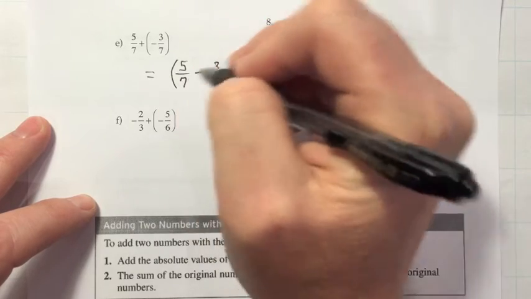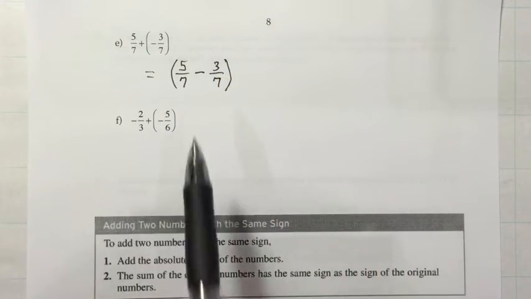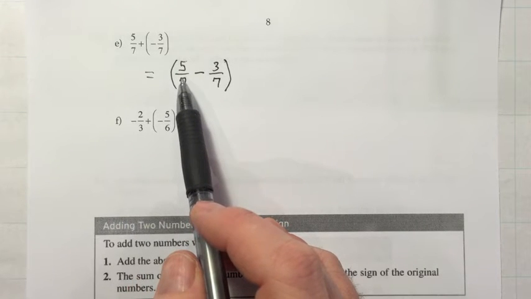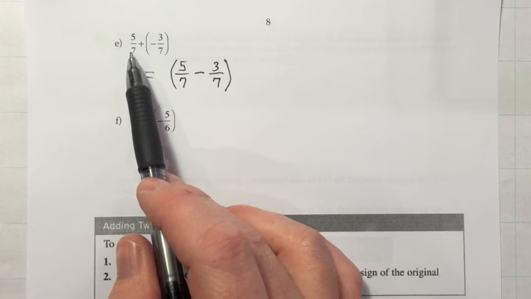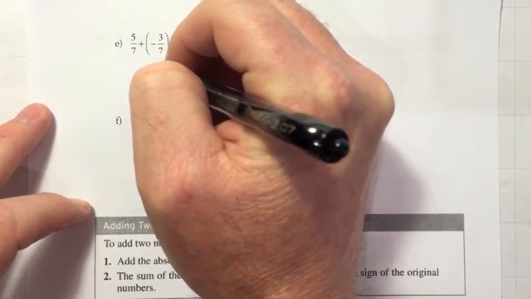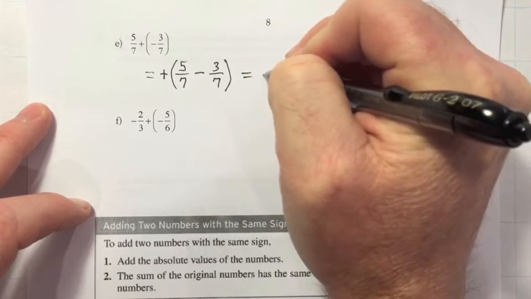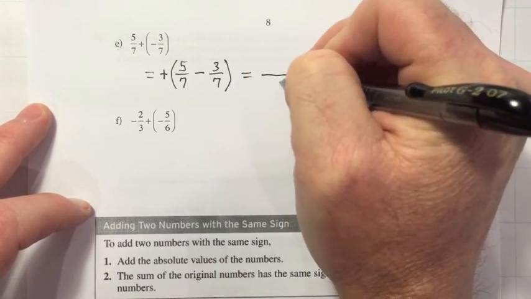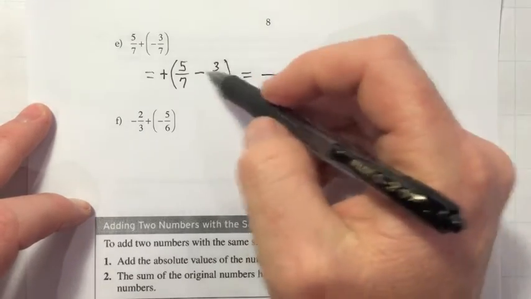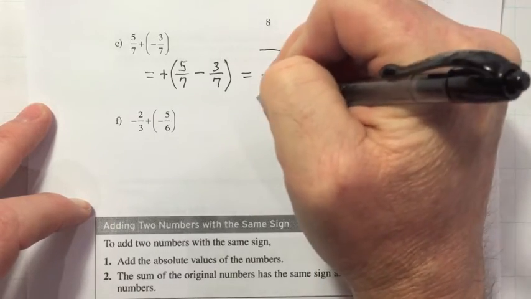And then whatever we get for that answer, we want to think about whether we should make it positive or negative. Well, our bigger absolute value is 5/7. That was the positive number, so the positives are going to win out on this. So we're going to get a positive answer, and we just need to do this subtraction. Now, fortunately, on this one, we have a common denominator, so we'd keep that common denominator of 7. We do the 5 minus 3, which is 2, and 2/7 is our answer.